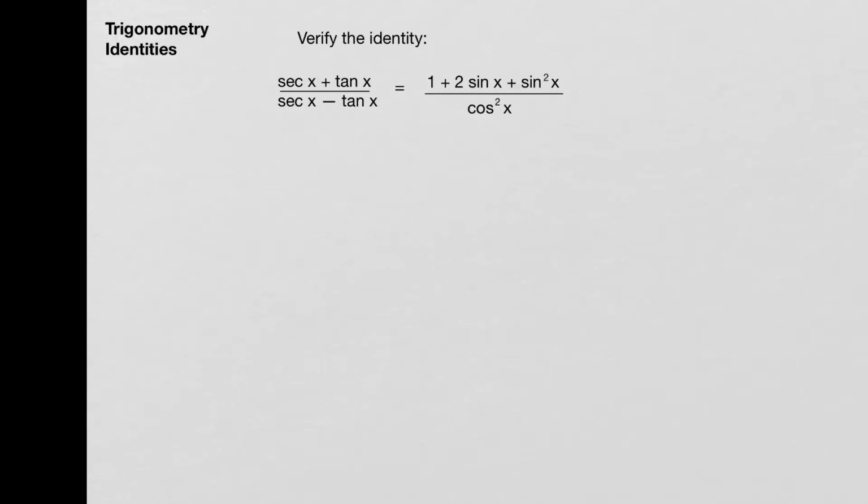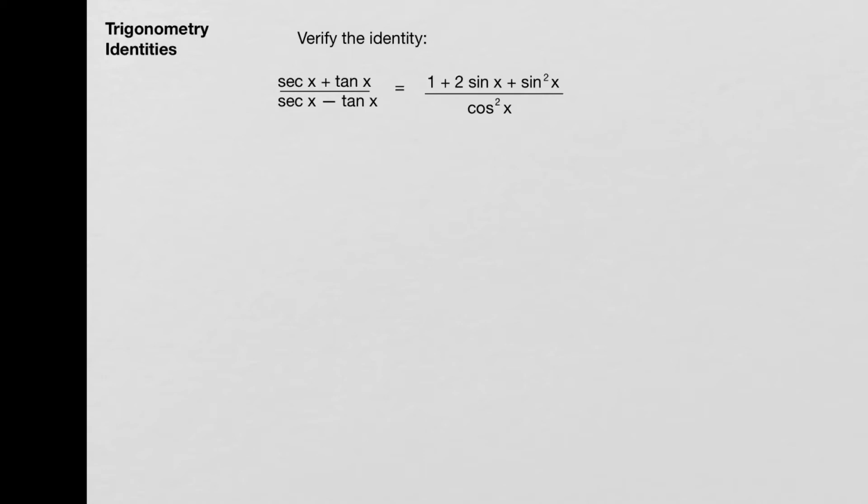In this problem, I need to verify the identity: secant x plus tangent x over secant x minus tangent x equals 1 plus 2 sine x plus sine squared x all over cosine squared x. So I'll start with the left-hand side and change it into the right-hand side.